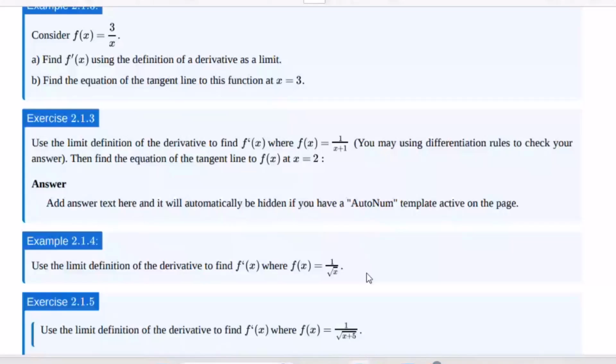Anyone who volunteers to share an answer with us for exercise 2.1.5? Marcel, what have you got, my brother? I have negative of root of x plus 5 over 2.